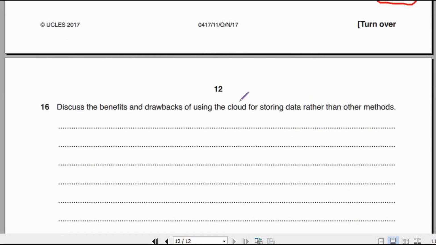Question number 16 is one of the longest questions, giving you 8 marks. This is a level question: level 0, level 1, level 2, and level 3. If your answer is level 0, it means you will get no marks, because your content is not valid or relevant to the question. For a level 1 answer, you answer one part only, either benefits or drawbacks, so your marks will be from 1 to 3 maximum.